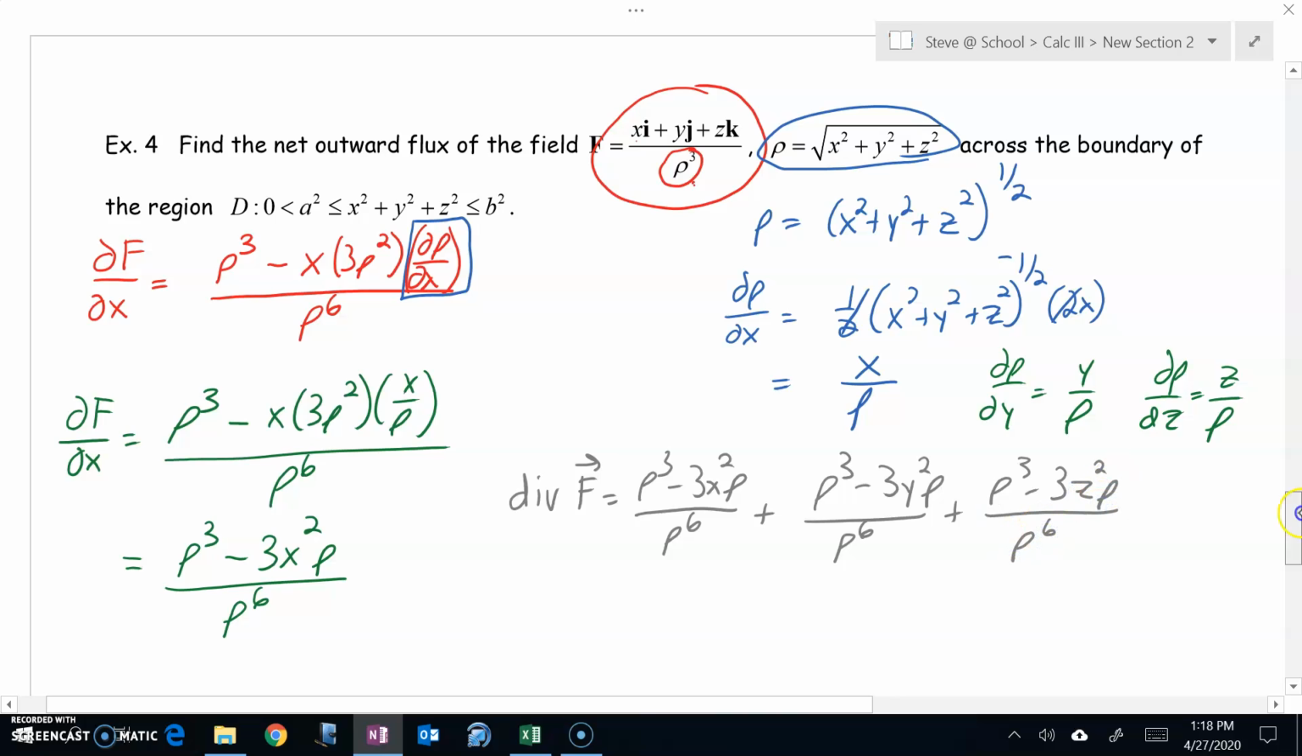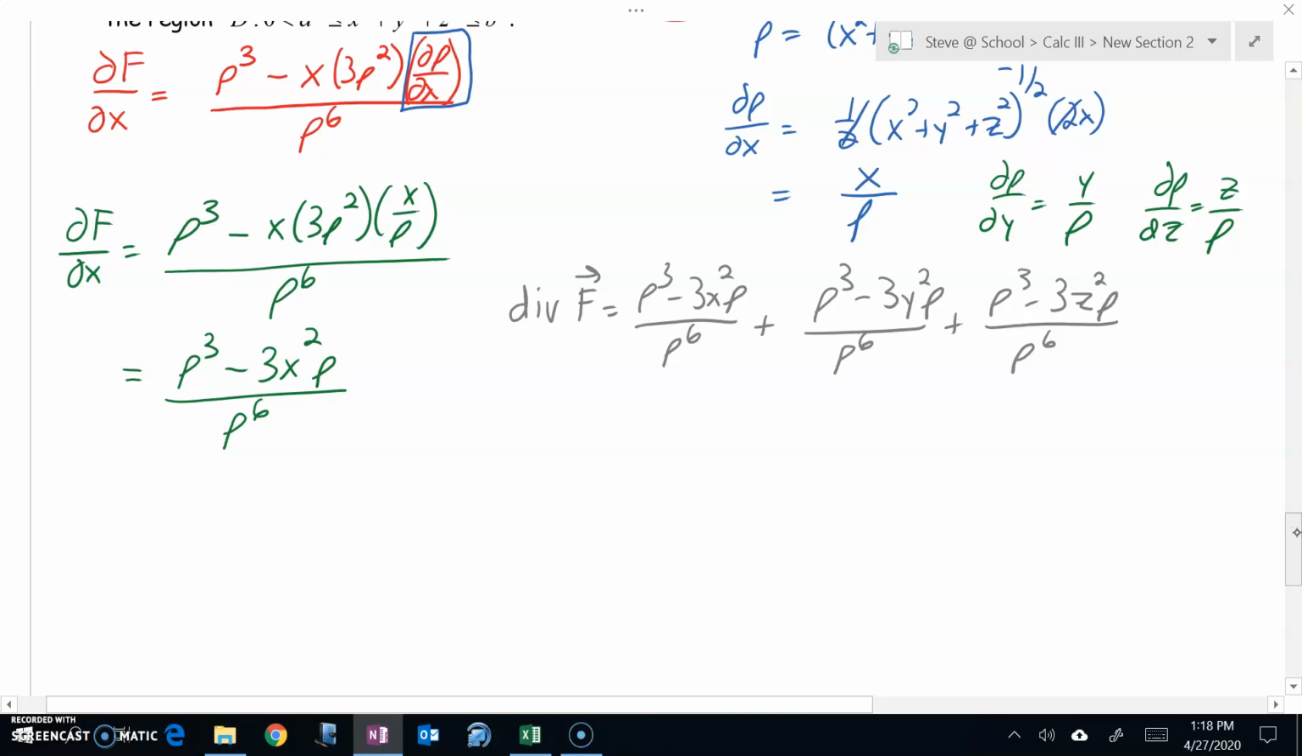Okay, so I haven't done the integral yet. I have to put these all together. First thing we notice is we get this plus this plus this is 3 rho cubed.